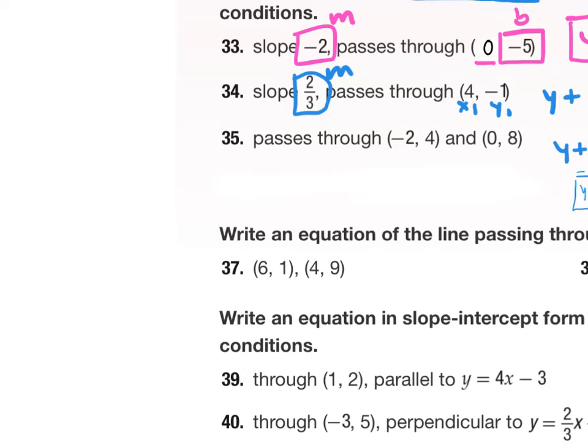So here we have a line that passes through 2 points. Does it give us our slope? No. So how do we find our slope? Perfect. We need our slope formula. So y2 minus y1 over x2 minus x1. So if it doesn't give you your slope, you have to use this formula.